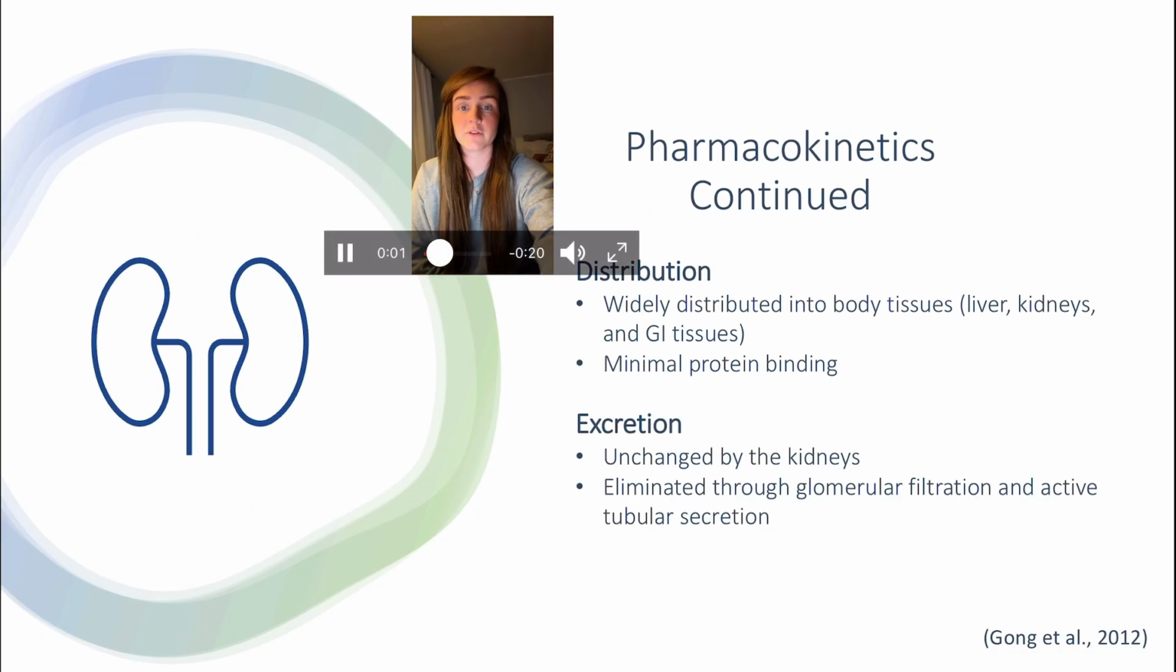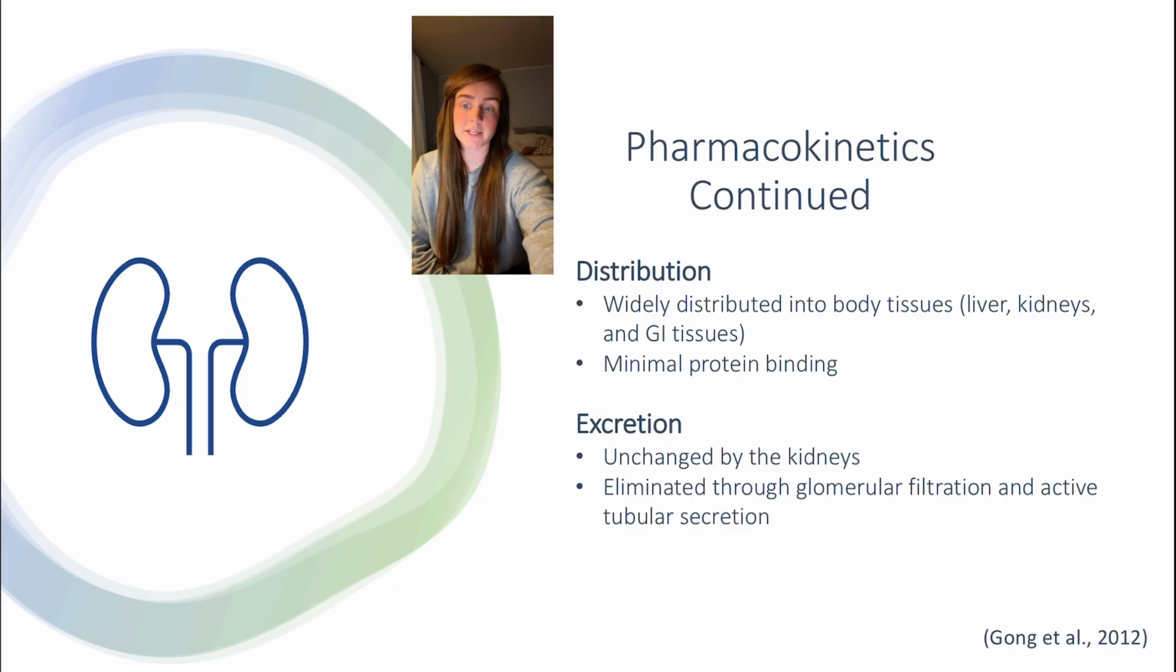Continuing on with the pharmacokinetics distribution, this medication is widely distributed into the body tissues such as the liver, the kidneys, and the GI tissues with minimal protein binding. And then it is excreted unchanged by the kidneys and it is eliminated through the glomerular filtration and active tubular secretion.